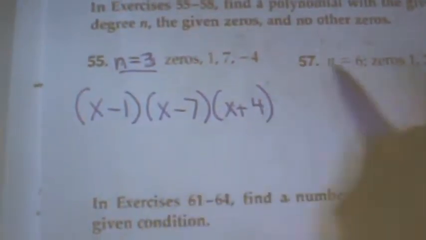Okay, we're going to do 55. This tells us that the degree is 3. N is 3. And my 3 zeros are 1, 7, and -4. How will you write this? X minus 1, X minus 7, and X plus 4. And you can write your f of x.